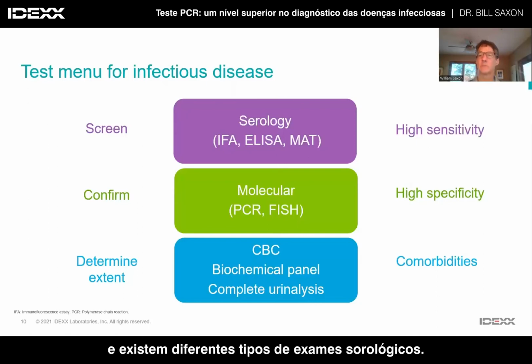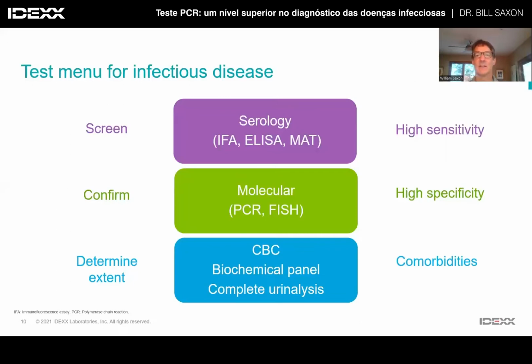And there are different types of serologic tests. The SNAP tests are ELISA methodology, but there's immunofluorescent antibody, IFA, and microscopic agglutination titers, MAT. And again, the key for a good screening test is high sensitivity.